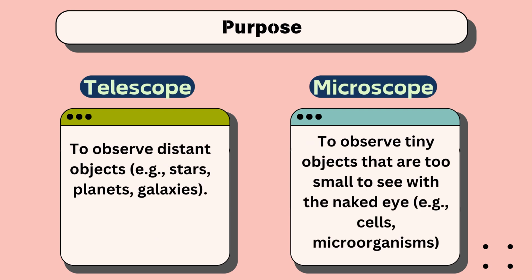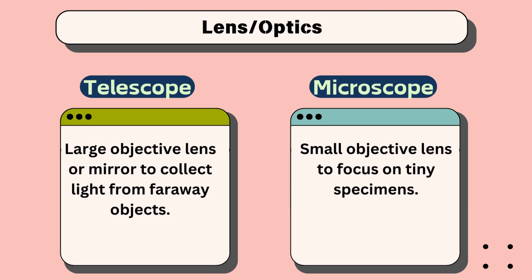Purpose: in telescope, to observe distant objects like stars, planets, and galaxies. In microscope, to observe tiny objects that are too small to see with the naked eye, such as cells and microorganisms. Lens optics: in telescope, a large objective lens or mirror to collect light from far away objects. In microscope, a small objective lens to focus on tiny specimens.